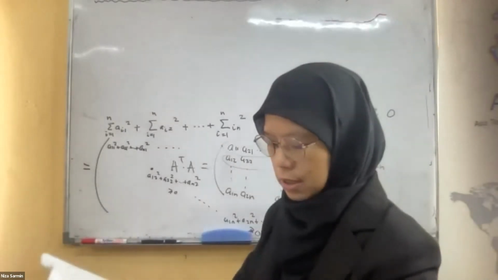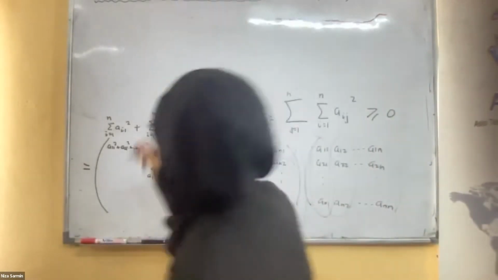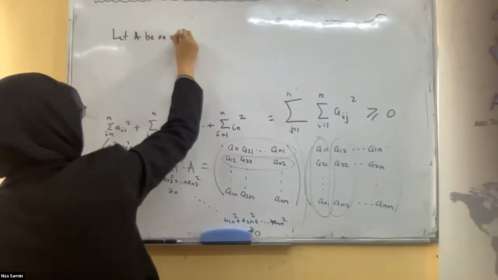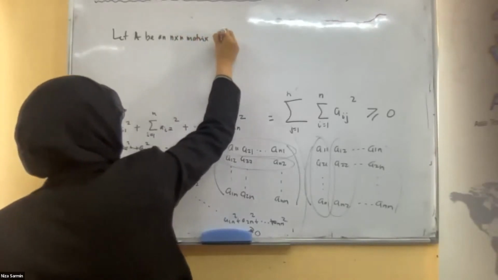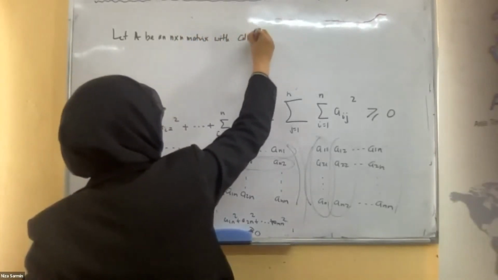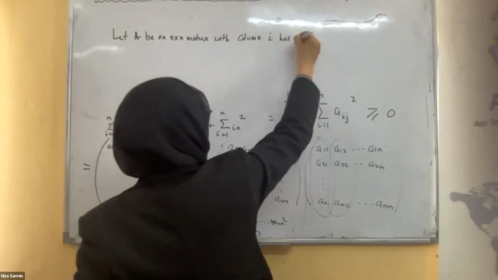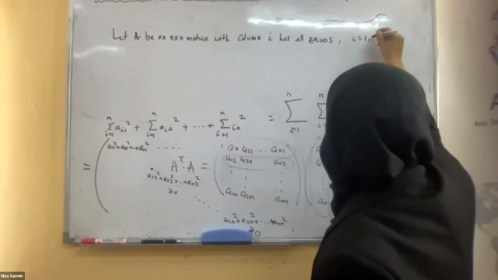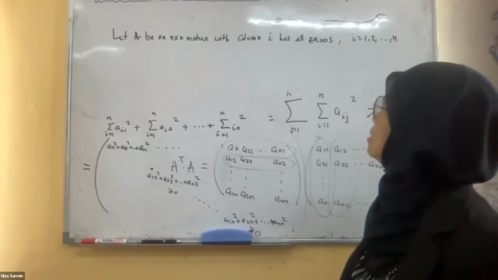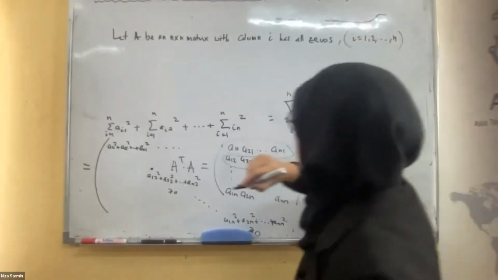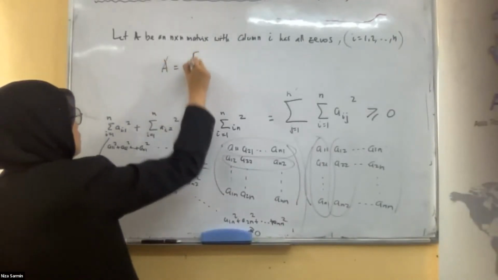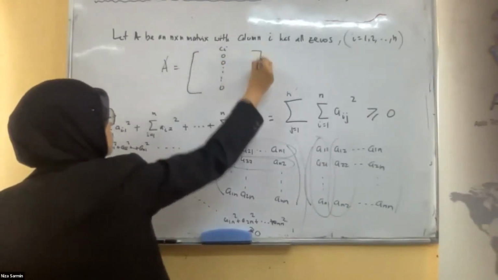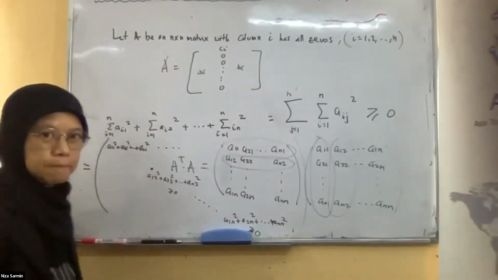Show that if a square matrix has a zero column, then its determinant is zero. Let A be an n by n matrix with column i having all zeros. i can be any from 1 until n, anyone. So if we let A be, say, this is column i, this can be whatever.